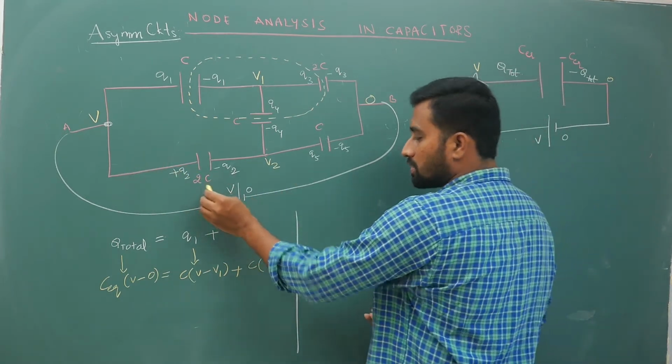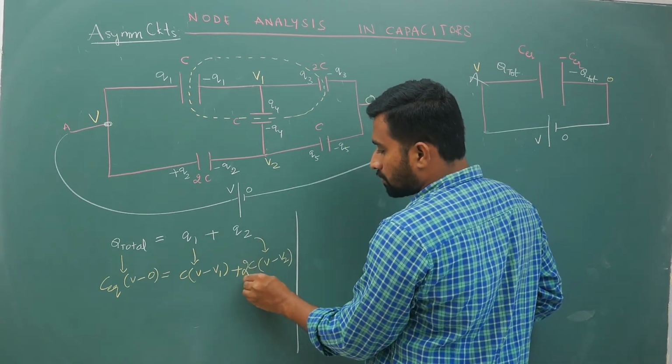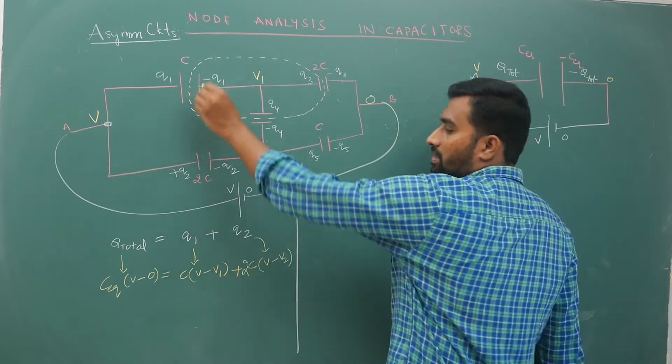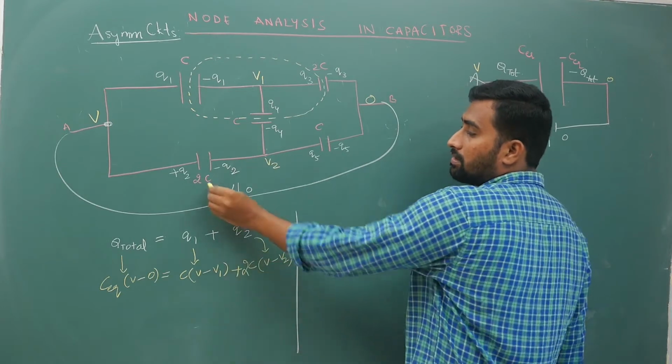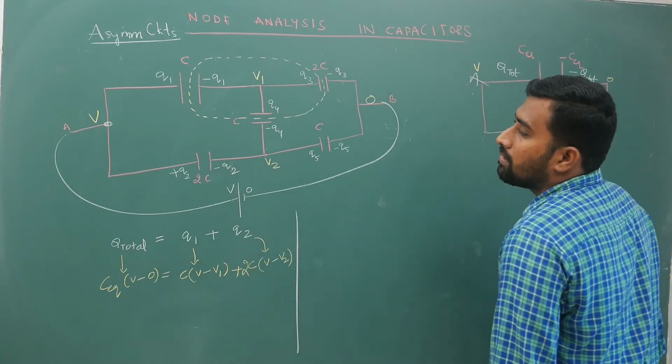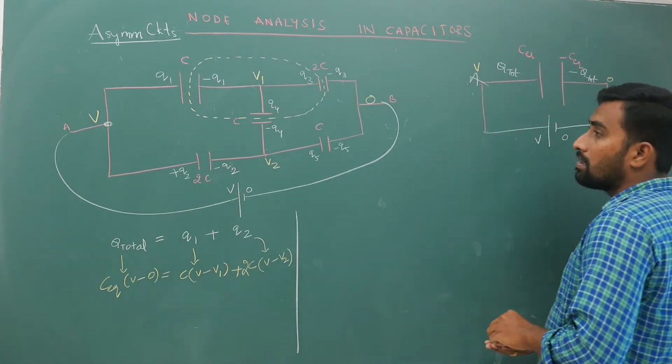Sorry, it is 2C, so I have to put 2C. So for Q1 it is C times V minus V1, and for Q2 it is 2C times V minus V2.